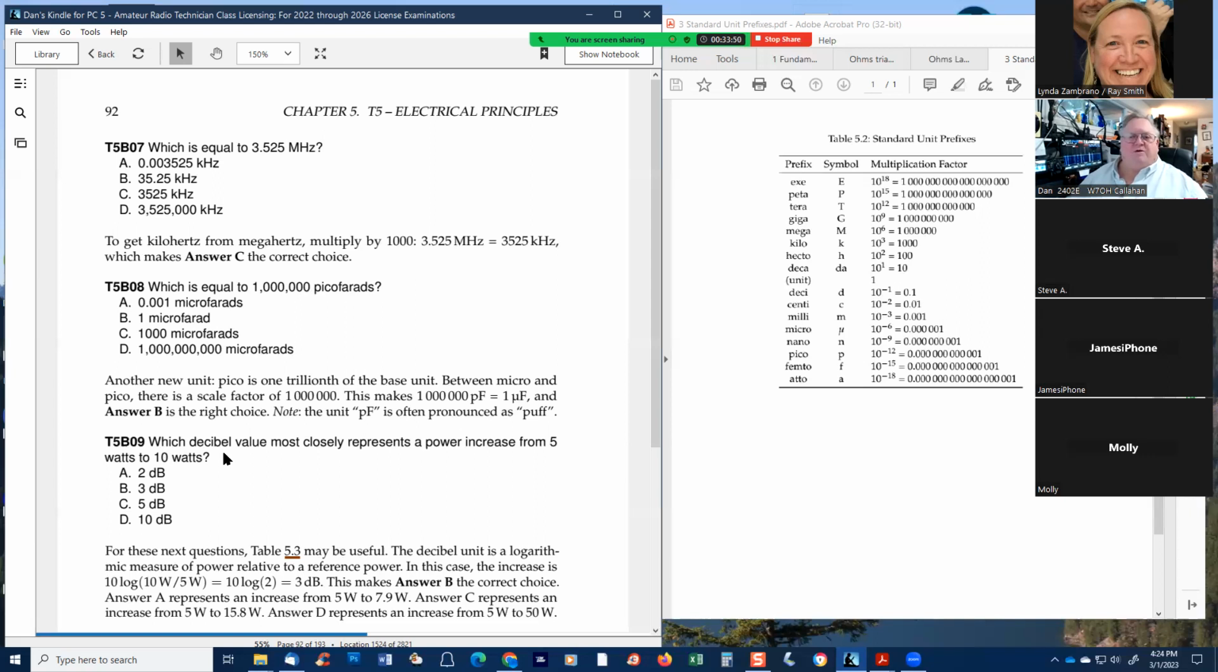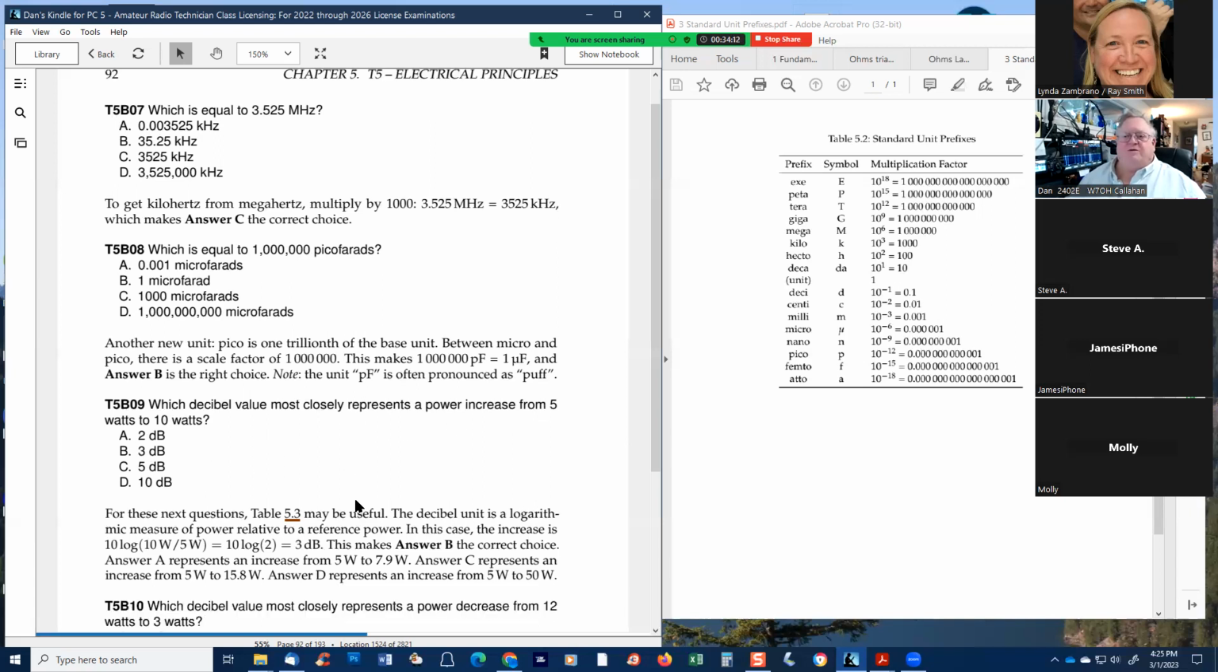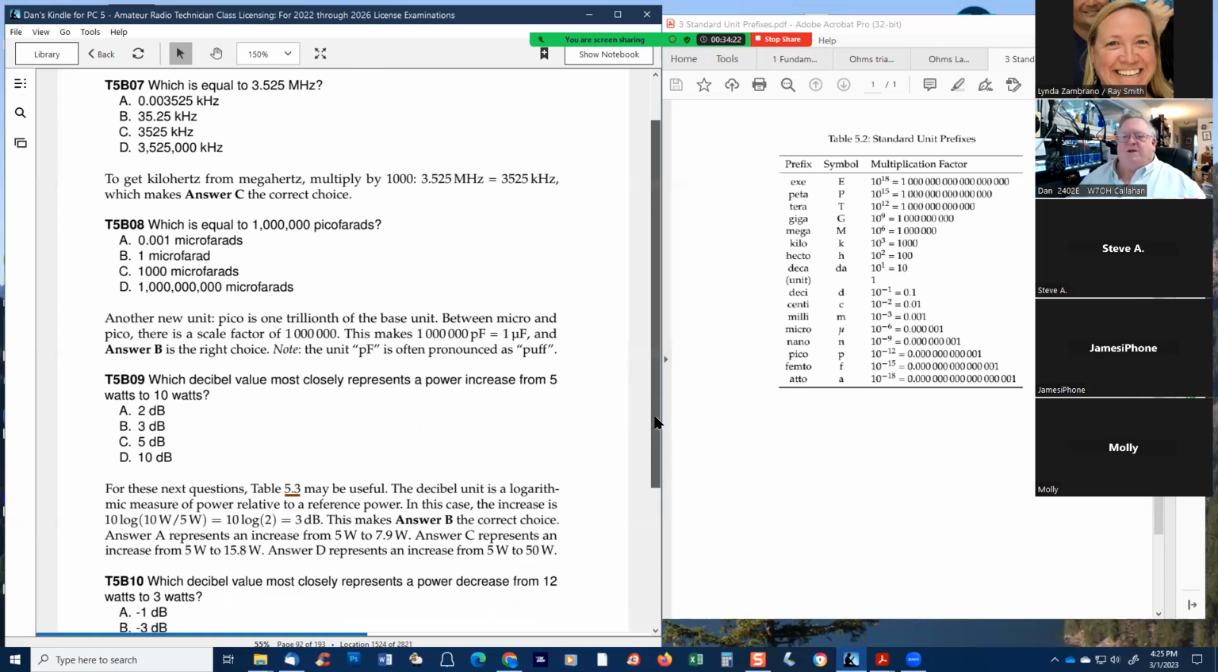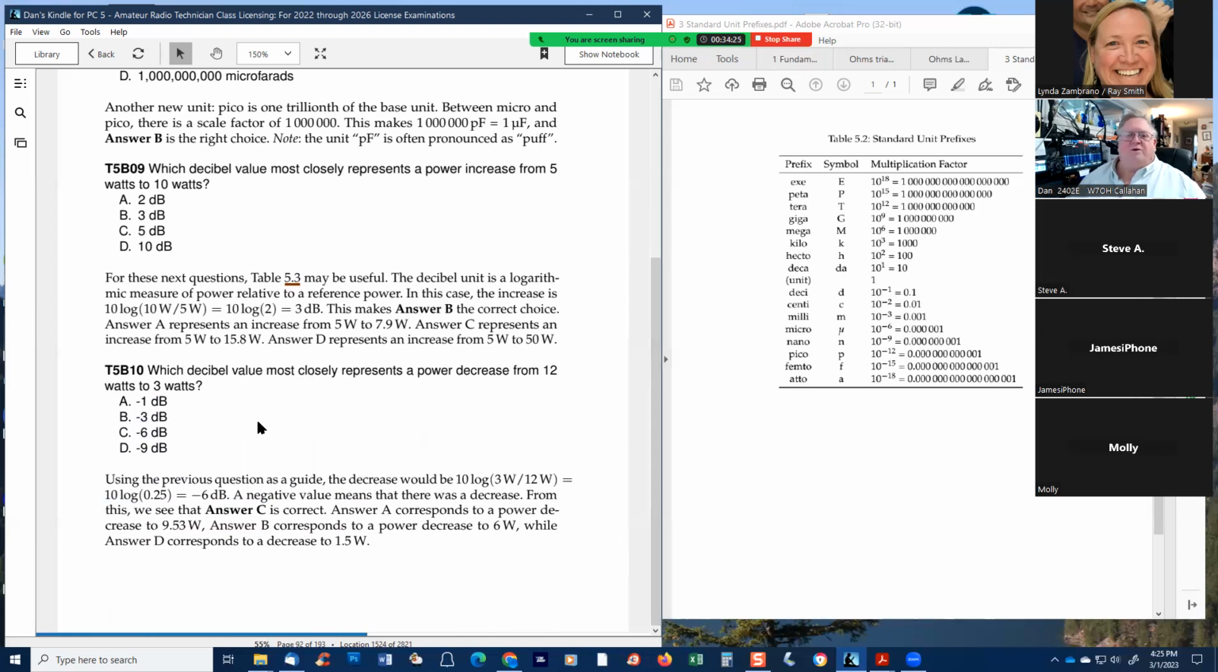What decibel value most closely represents a power increase from 5 watts to 10 watts? Well, from 5 to 10 is double. I said the one thing to remember is, 3 decibels is a doubling of whatever you're measuring in decibels. So the answer is going to be 3 decibels. If it had been a factor of 10, that would have been from 5 to 50. But remembering that doubling is the easy way to do it.